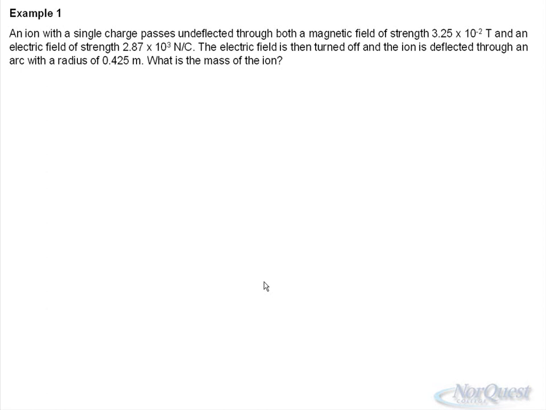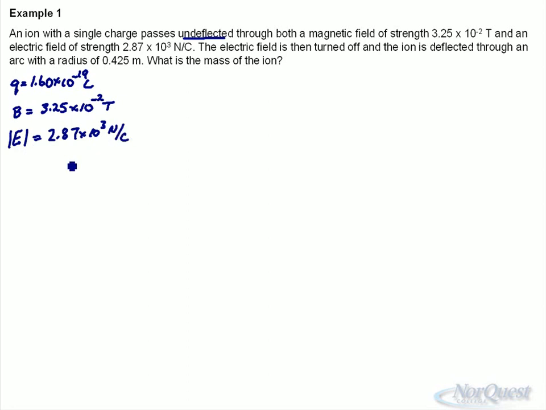So the first example, an ion with a single charge. So we know what the charge is now, 1.60 times 10 to the negative 19 coulombs, passes undeflected through a magnetic field and electric field. So we have the magnetic field of 3.25 times 10 to the negative 2 Tesla, electric field of 2.87 times 10 to the 3 newtons per coulomb. The electric field is then turned off, and then we're deflected through an arc with a radius of 0.425 meters. We want to know mass.